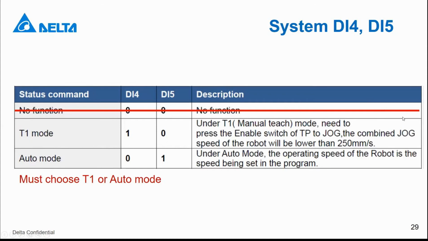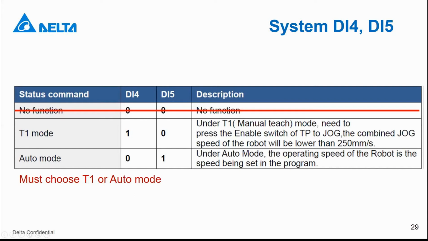So here is the mode choose input. For mode choose input, you must choose one when you are using the robot. So first is T1 mode. If choosing T1 mode, it's digital input 1 to digital input 4. And T1 mode means this is a manual teaching mode. So for safety, it will limit the speed to under 250 millimeters per second. So it will be slower.